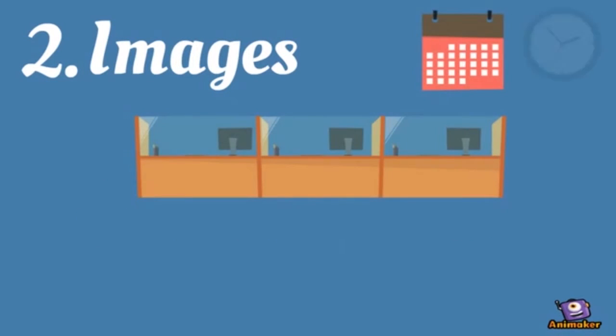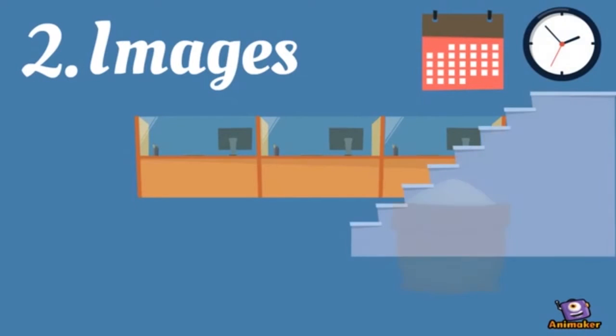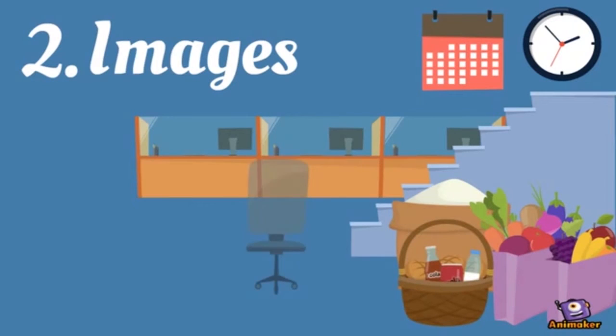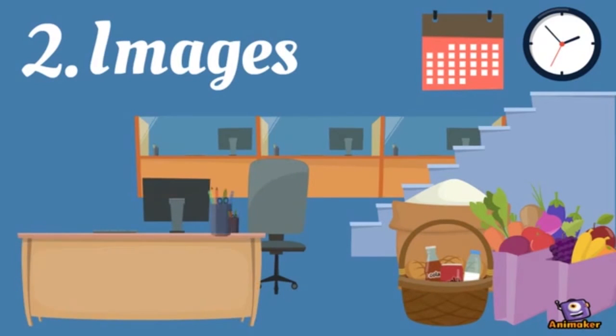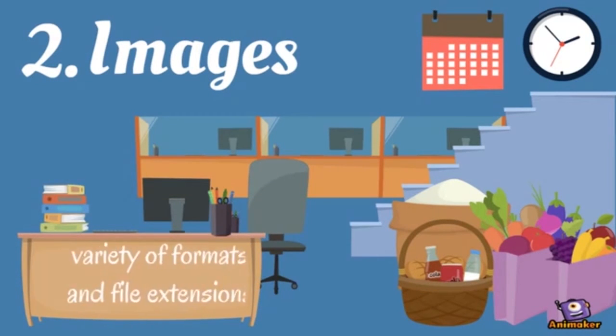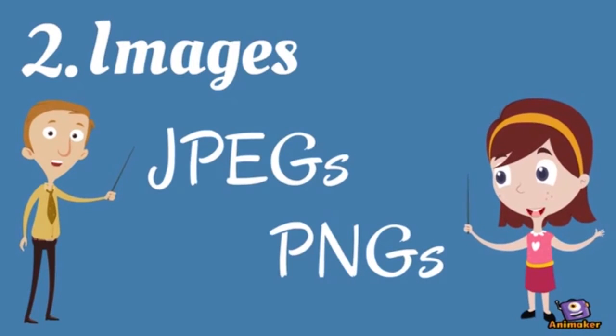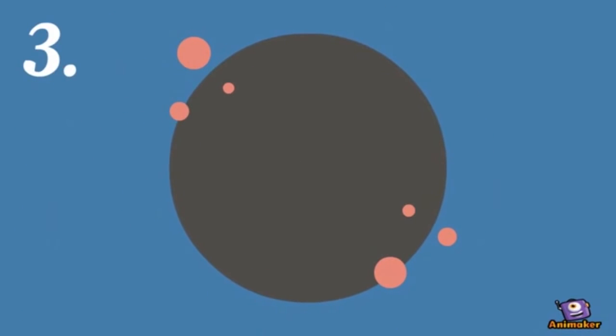Digital photographs can display application content or can alternatively form part of a user interface. Digital image files use a variety of formats and file extensions, and the most common image formats are JPEGs and PNGs. The third component is audio.